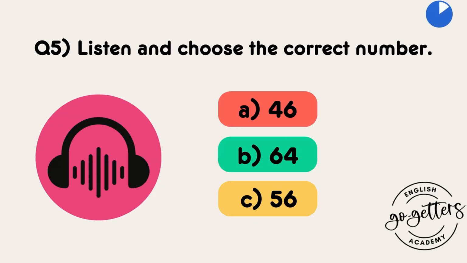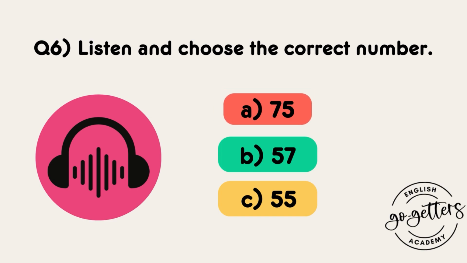Question 5. The number is 64. 64. And the correct answer is letter B, 64. Question 6. The number is 75. 75. And the correct answer is letter A, 75.